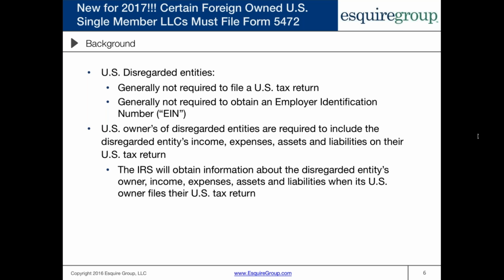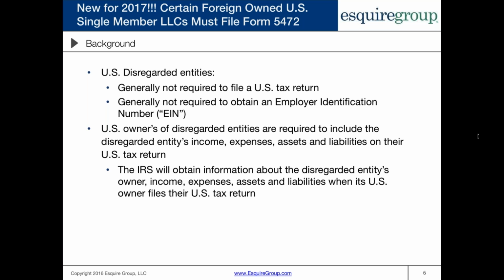So as an example, let's say you had a U.S. citizen that owned a disregarded LLC that had rental income. That U.S. person would include the income and expenses of that rental property on their individual tax return. Hence, the IRS is getting information about that disregarded entity's income and expenses.